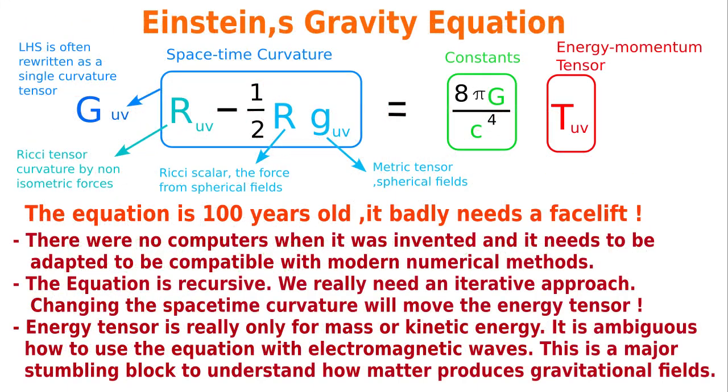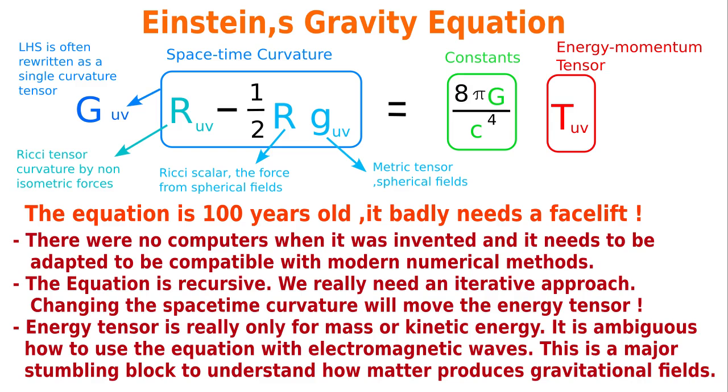Einstein's equation is 100 years old, and it badly needs a facelift. Its analytical approach requires solving complex and incredibly difficult differential equations. We only too easily forget it was invented a long time before computers, and it fails to harness the power of iterative algorithms. A popular massive mistake is not realizing that the equation is recursive.